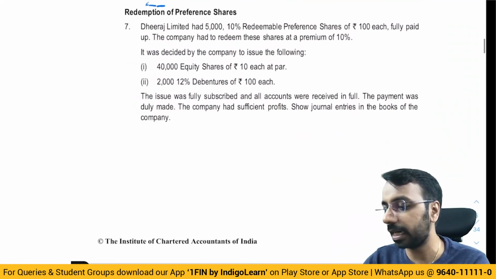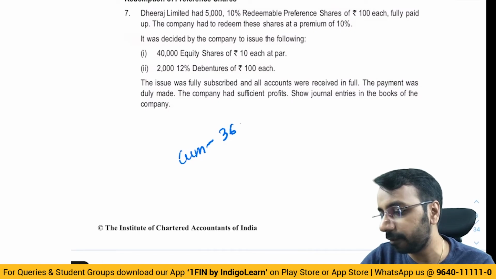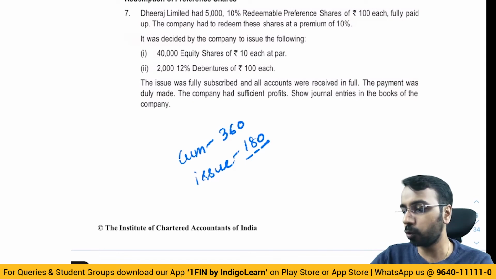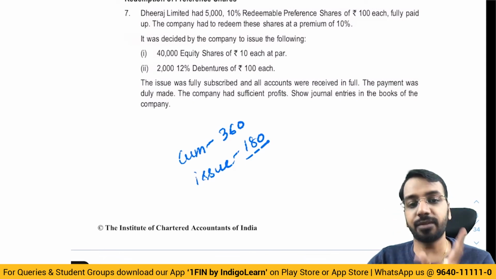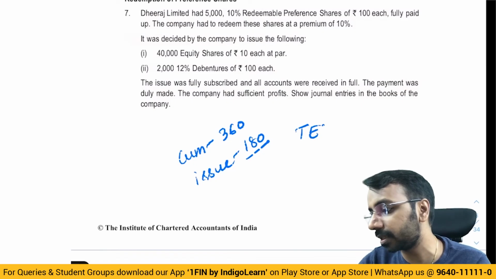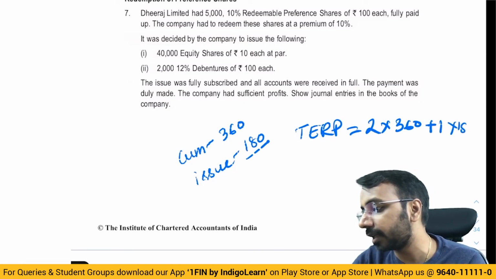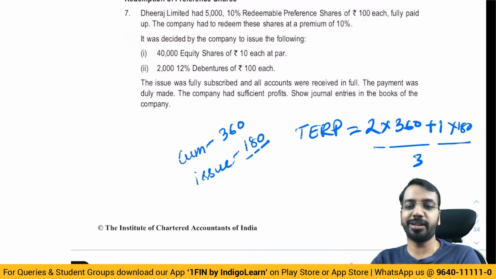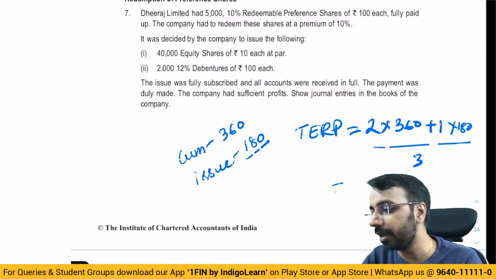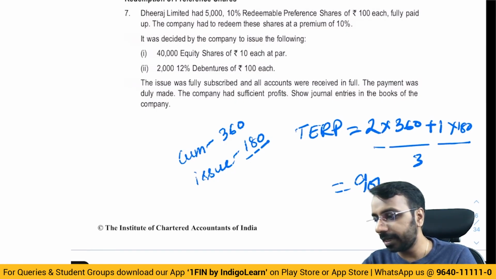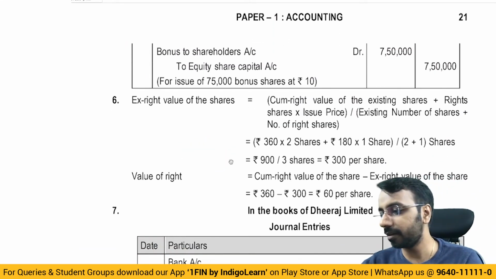So, what have they done? I'll write it here. Cum rights price is 360. Issue price is 180. Right. So, to calculate the theoretical ex-right share price, you need to have 2 shares of 360 each to get 1 share at 180. And after this exercise, you will have 3 shares in total. Correct? So, how much will that be? 2 into 360 is 720. 720 plus 180, 900. 900 divided by 3, you get 300. So, 300 is the theoretical ex-right price.